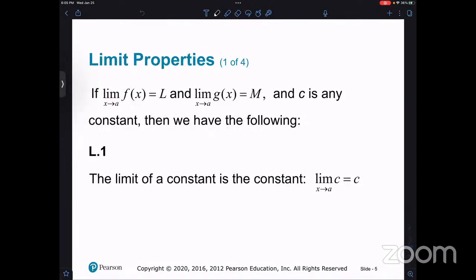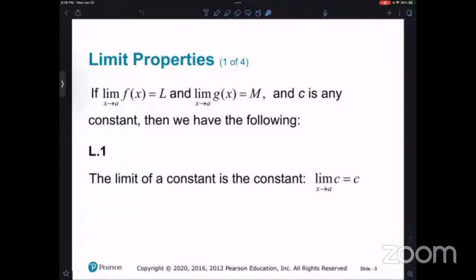Okay. So we have these limit properties. Let's do it like this so you guys can see. With notation, a lot of times in mathematics, to me, it feels like it helps if you read the notation properly. It helps to kind of keep things organized, right? So this is read: if the limit as x approaches a of f of x equals L, and the limit as x approaches a of g of x equals M, all right? So the limit as x approaches a of f equals L, the limit as x approaches a of g equals M, and c is any constant, then we have the following.